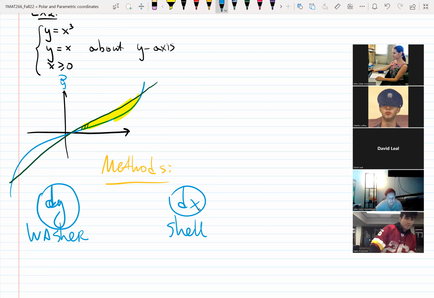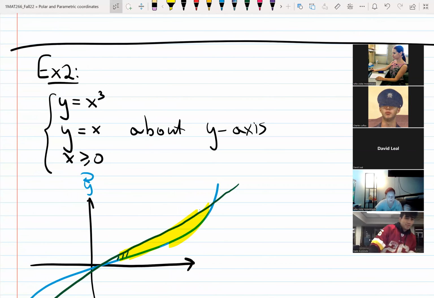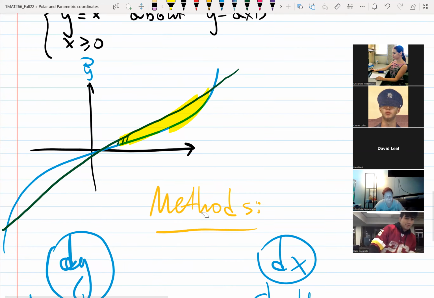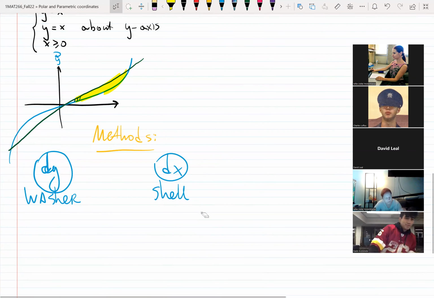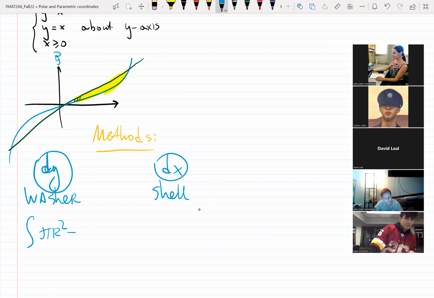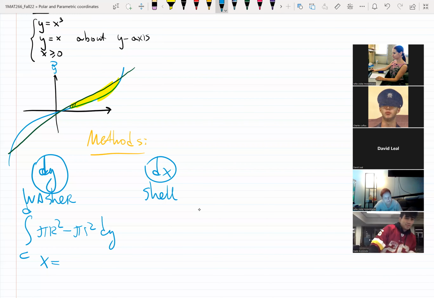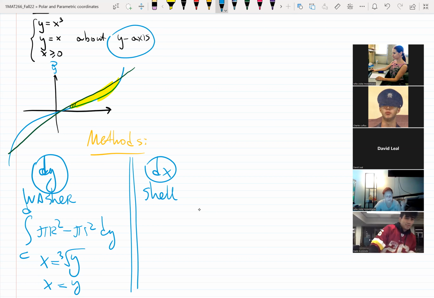So if we do washer, we'll have to solve everything for x, which is actually not too bad. It's going to be a cubic function of y. And so we can rewrite it like so. The integral will be pi r squared minus pi r squared dy from c to d. And we're going to rewrite everything as x equals cube of y and x equals y. While for the shell method, we can still do dx, and that's the beauty of it. Even though rotation happens about the y-axis, we can do the dx case.